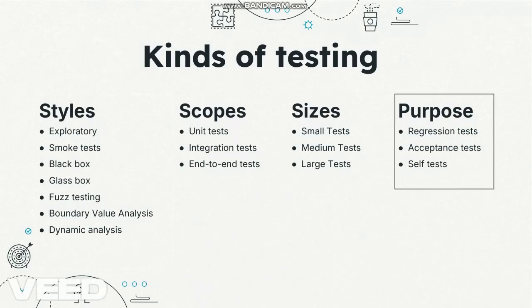After that, we have purpose of testing, in which we have regression test, in which we make sure old bugs don't come back after changes. In acceptance test, we do a final check to see if the product meets user expectations or not. In self-test, we monitor the system's health to keep it running smoothly. It checks itself regularly and warns you if any issue needs attention.